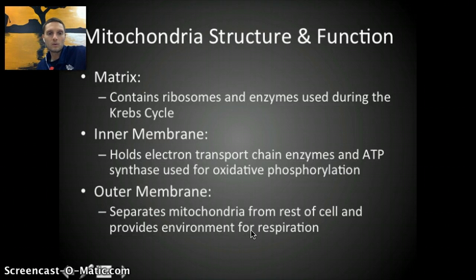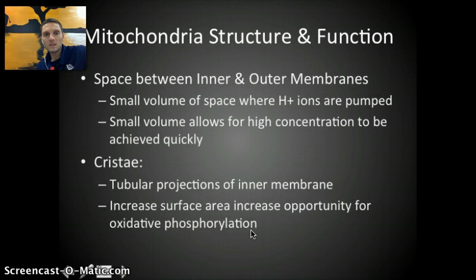The inner membrane holds electrons that are used in the chain in order to make ATP. The outer membrane separates the mitochondria from the rest of the cell and provides an environment that's conducive to respiration. The space, as previously mentioned, between the inner and outer membranes is really small. And so this small volume allows the hydrogen ions to build a high concentration very quickly, which then allows for that high to low movement of the hydrogen ions in order to power the ATP synthase enzyme.